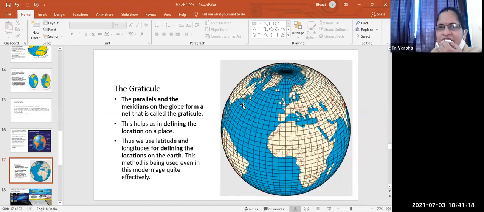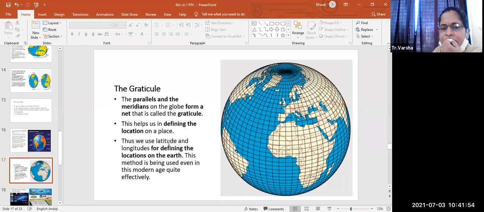Just as we have a net for catching mosquitoes, or for catching fish from the seas and the oceans, in the same way for the earth, it's an imaginary net. It is not exactly on the earth, it's imaginary. The scientists, the geographers, have devised this net. This net is for finding the location of a place.